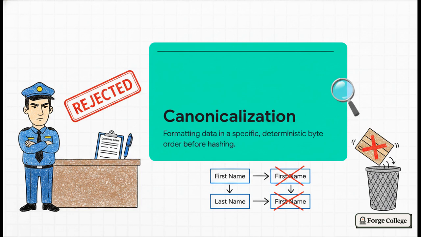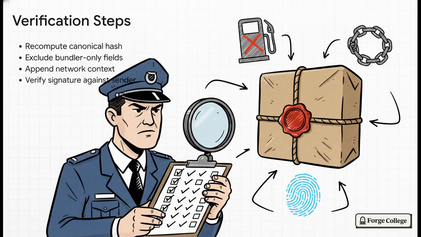If the form says first name, then last name, you cannot swap them. If you don't use the required blue pen, the entry point customs officer deducts points, stamps rejected on it, and throws it out. It is a highly specific, deterministic byte encoding. No exceptions. Let's look at exactly what this customs officer is checking on that form.